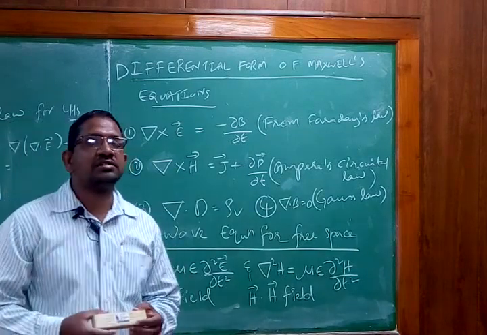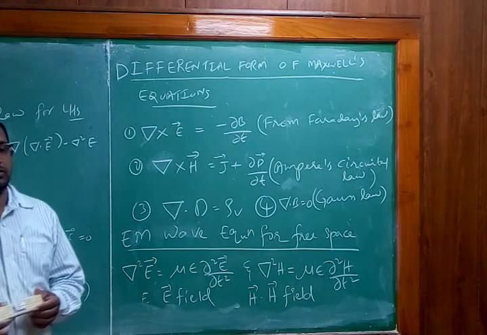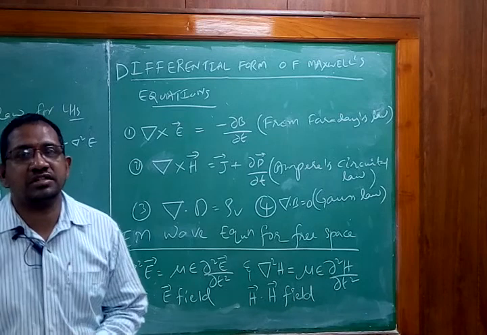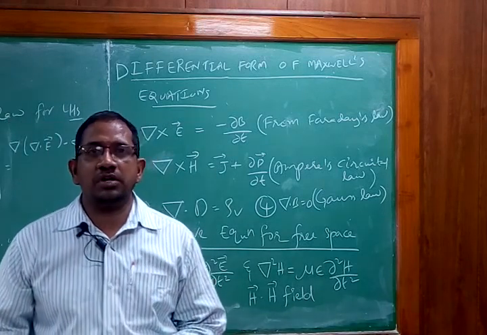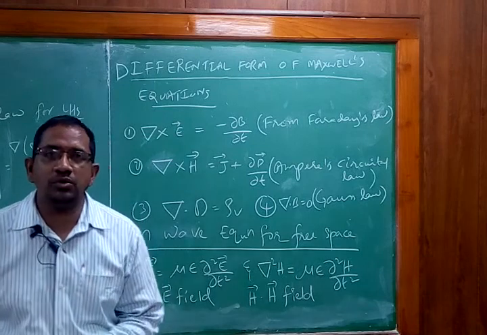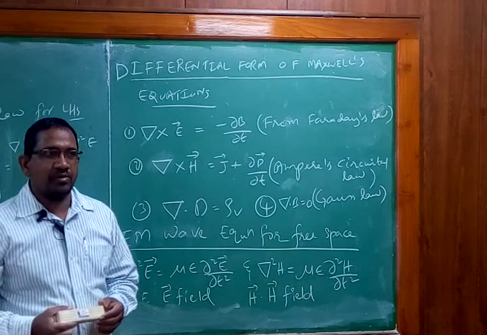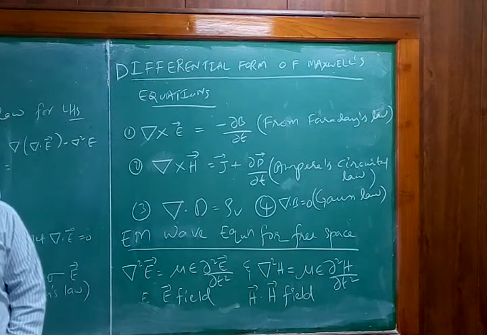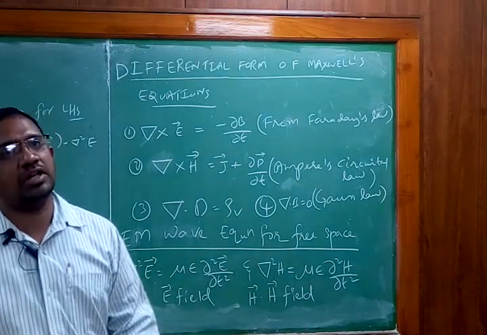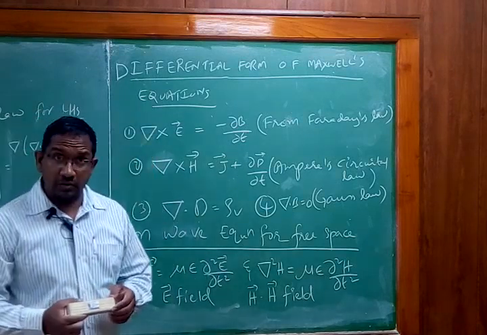Now in today's class we will try to derive the EM wave equation. In the last class I already discussed the EM wave equation, which I can write as del square A is equal to mu epsilon dou square E by dou t square. That is the equation we showed in the previous class. Now we will try to derive that electromagnetic wave equation.